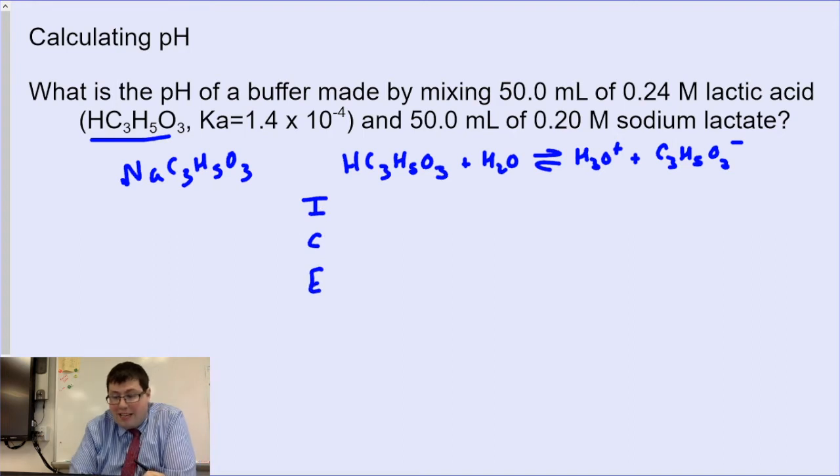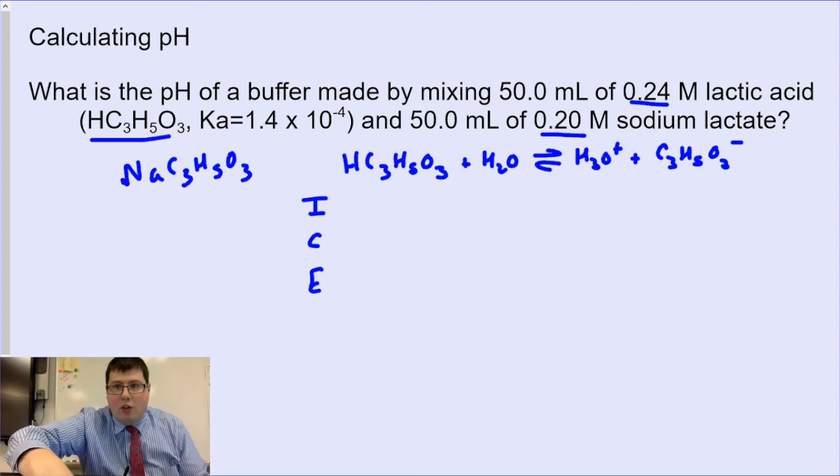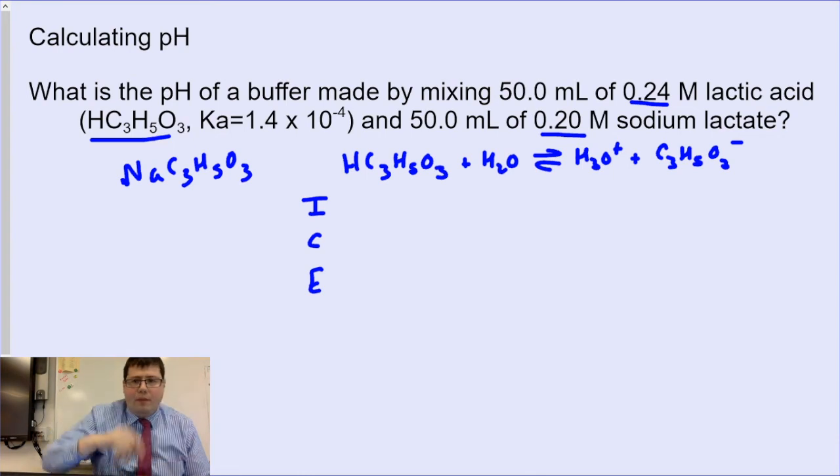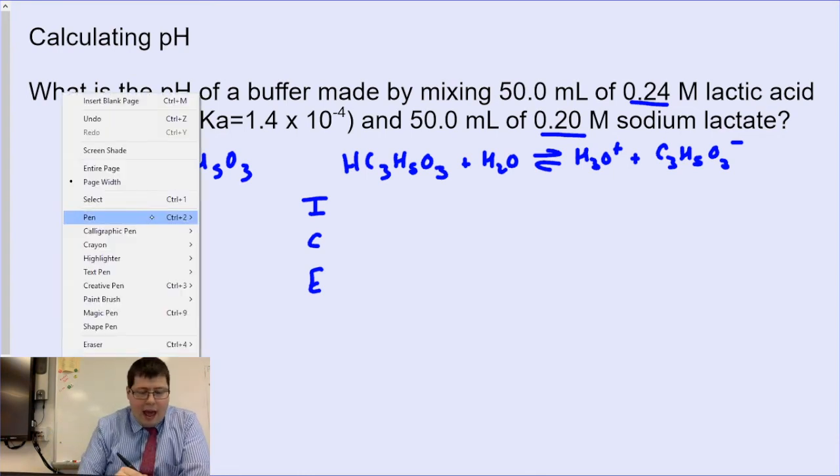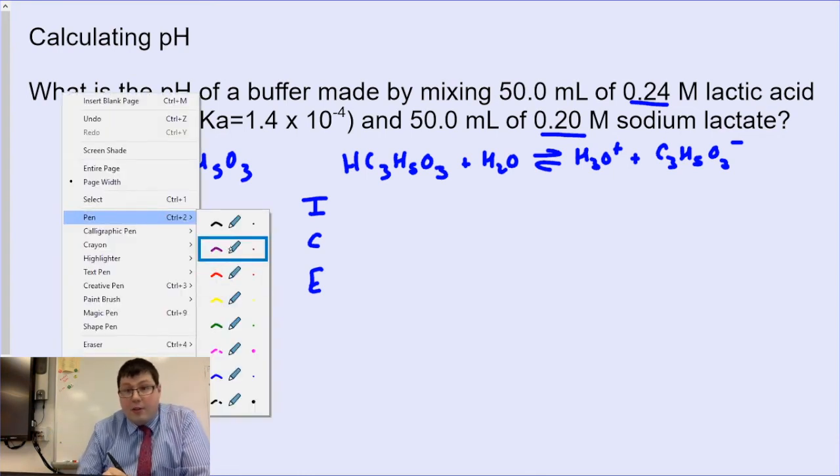Now, it would be great if it was easy, and I could just plop in my initial concentrations from here. But notice I mix these two solutions together. And when you mix two solutions together, you create a dilution. So we need to account for both of these solutions becoming diluted by the other one. And so what we're going to do is use our dilution equation, M1V1 equals M2V2, to find the new molarity of each solution.